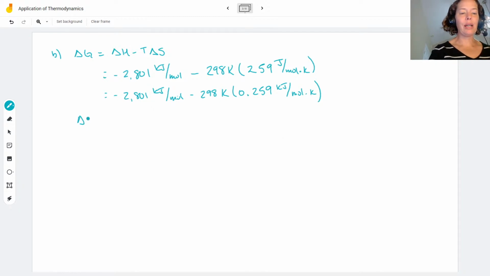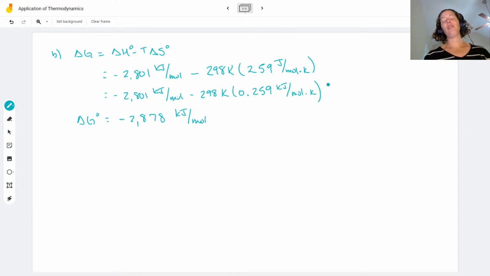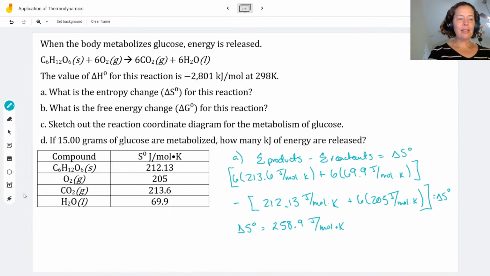And I'm just plugging into my calculator. Sorry, this is standard here because all of these are at standard conditions. And my delta G is negative 2,878, and that is kilojoules per mole. So you could see if you forgot to convert your joules into kilojoules, you would have a completely different number. So just watch those units. Okay, so let's see what the next piece is.